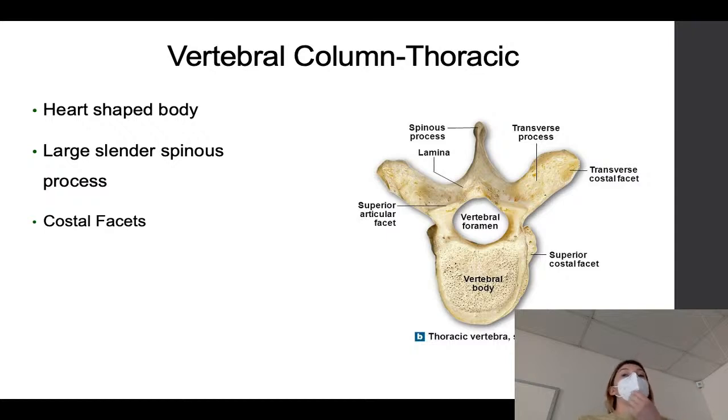You can also see that they have a very circular vertebral foramen, and they kind of have a lot larger transverse processes, and they also have a costal facet on there as well. So heart-shaped body looks a lot skinnier, more slender, very circular vertebral foramen, and they got those costal facets.